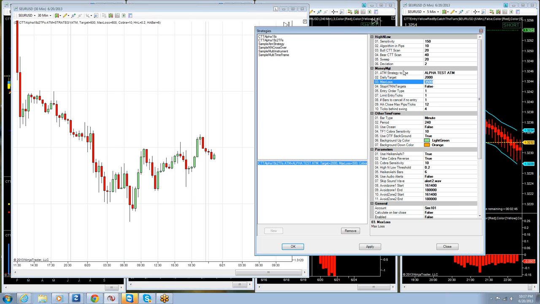So these are fully customizable to protect your account. And here you can also tell it, if you hit your targets on the ATMs, these 15 and 40 pip targets, it will disable the strategy after these targets are hit. Okay.